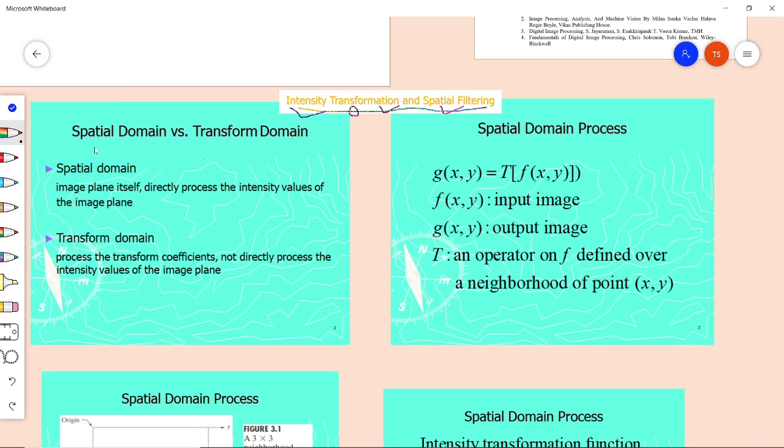Now coming to the spatial domain versus the transform domain. Here you can observe we are discussing the domain. An image is placed within a domain, and we are comparing whether it is a spatial domain or a transform domain. We are comparing these two. So for that, first we have to know what a spatial domain is.